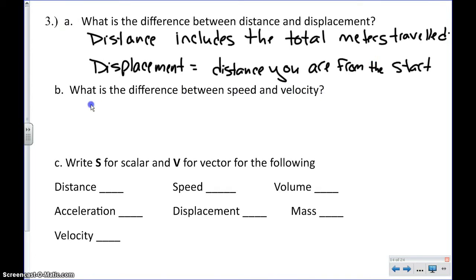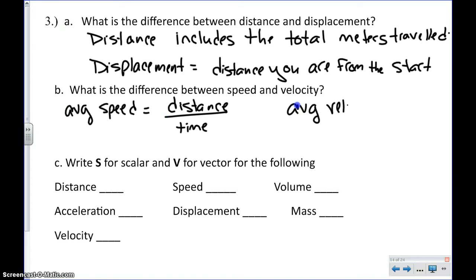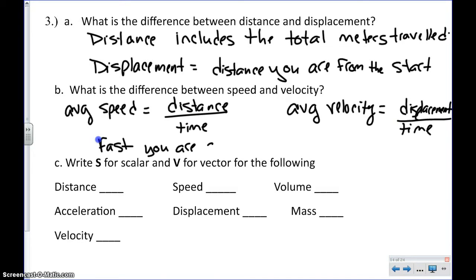So what's the difference between speed and velocity? So average speed is going to equal distance divided by time, and you're going to need to know this for the test. And then average velocity equals displacement divided by time. Now, what does that mean? It means this is how fast you're going, and this is your speed and direction, which leads us into part C.